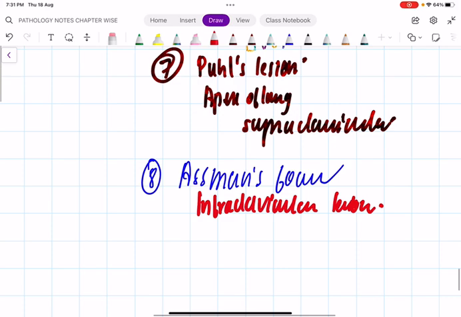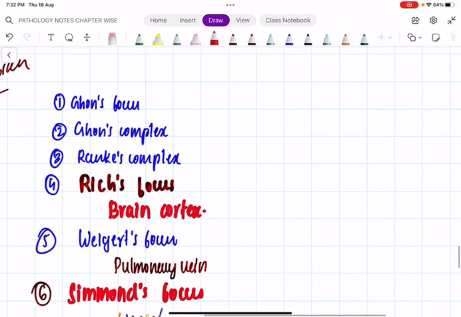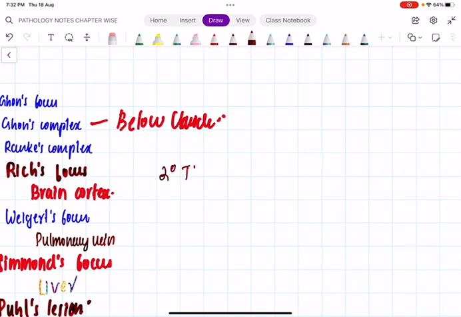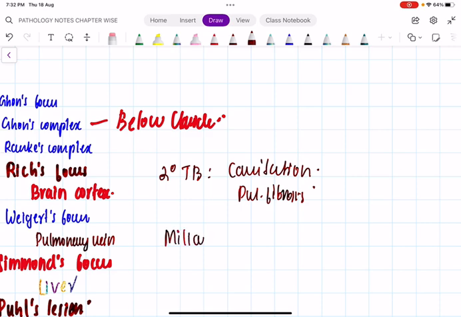I have told you Ghon's complex. Remember, Ghon's complex is seen below the clavicle. Ranke's complex is fibrosis and calcification of Ghon's complex. Fine? So remember just a few extra points. In secondary tuberculosis, the hallmark features are cavitation and pulmonary fibrosis. Then miliary TB. Miliary TB is associated with poor prognosis.